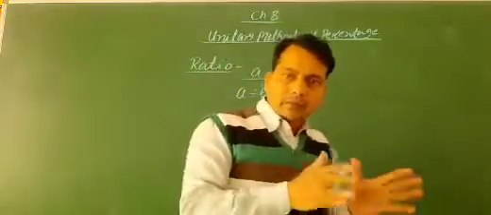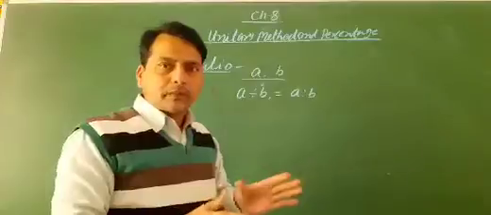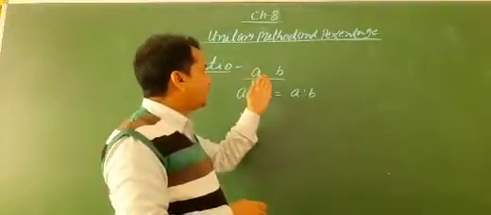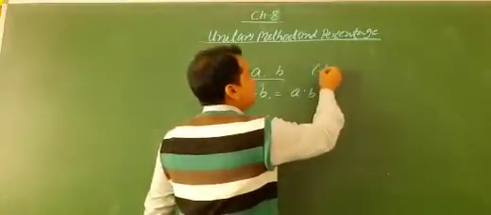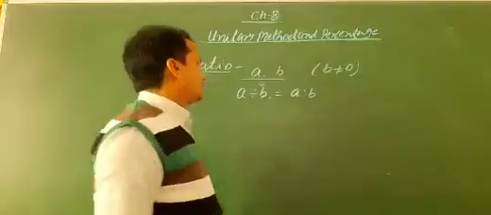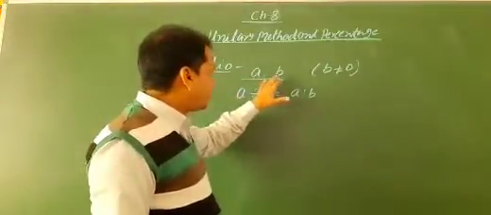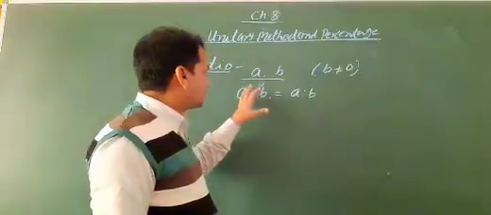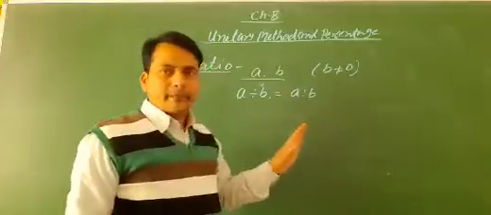So here is the example. Suppose that there are two numbers, the first is a and the second number is b, where b is not equal to 0. So in terms of ratio, a divided by b, we can write a is to b.